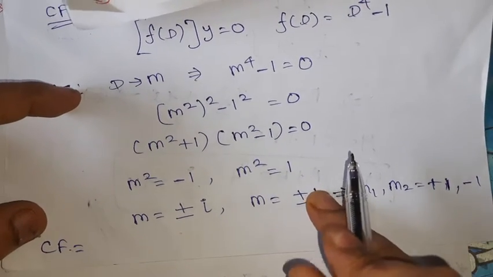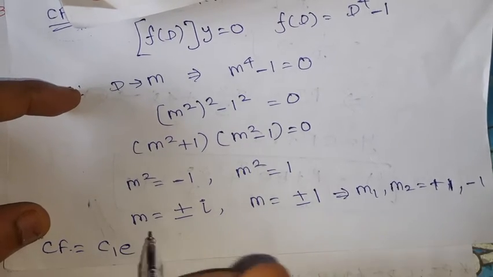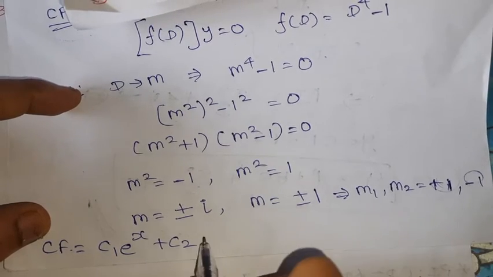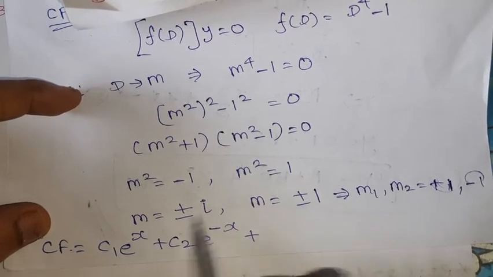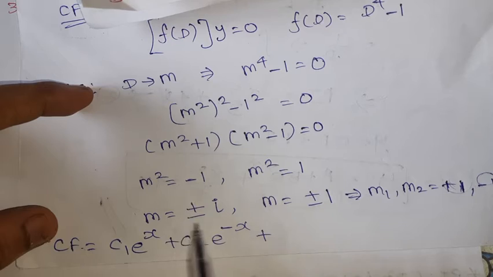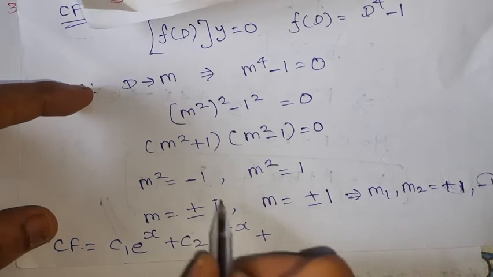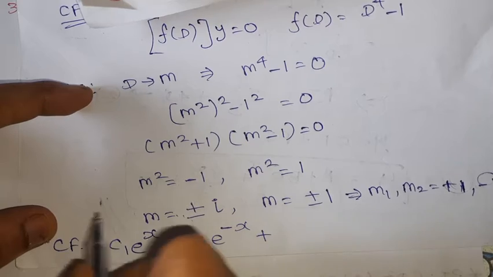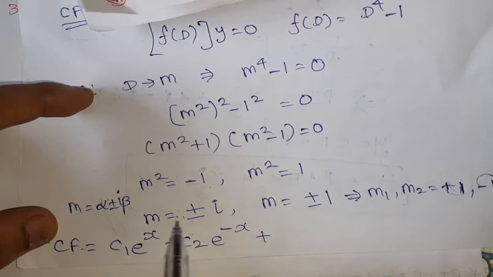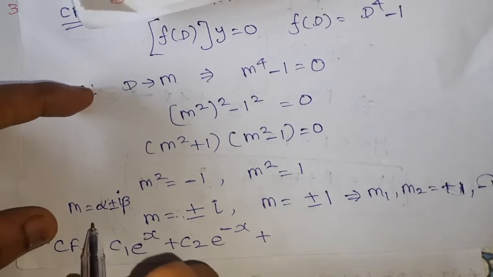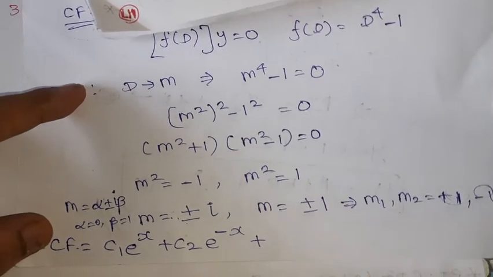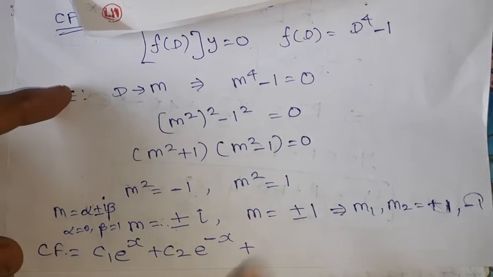For that, what is the step? C1 e power alpha x, nothing but e power x, plus C2 into e power minus x. Then for the roots m3 and m4, plus or minus i, roots are complex conjugate. Complex conjugate means alpha plus or minus i beta. The real part alpha equal to 0 here. What is beta? Beta equal to 1. So, for complex conjugate roots, what is the complementary function?